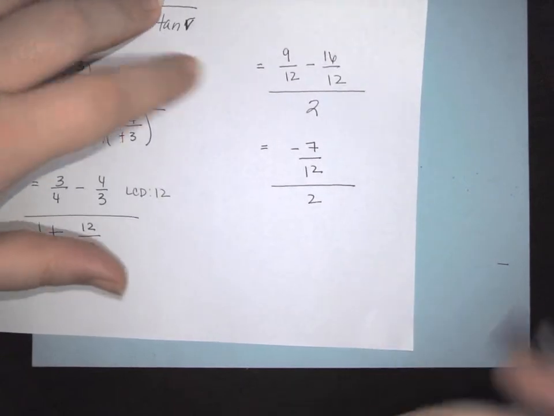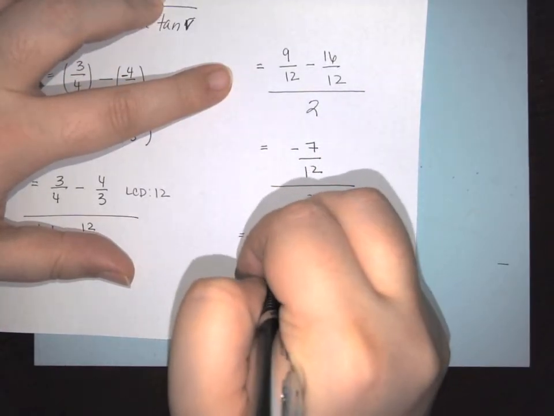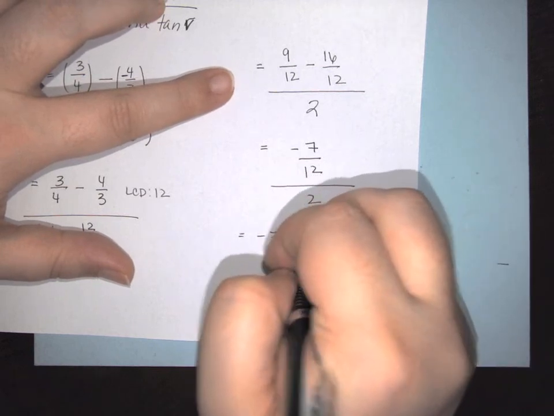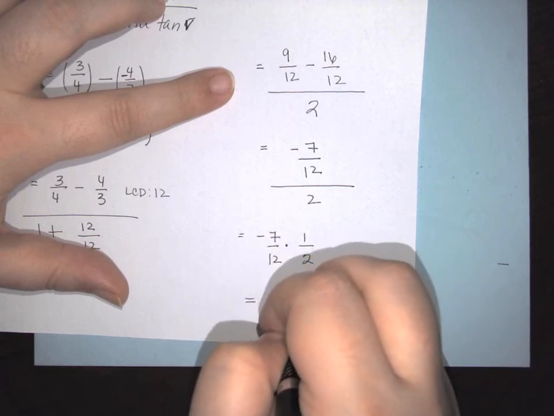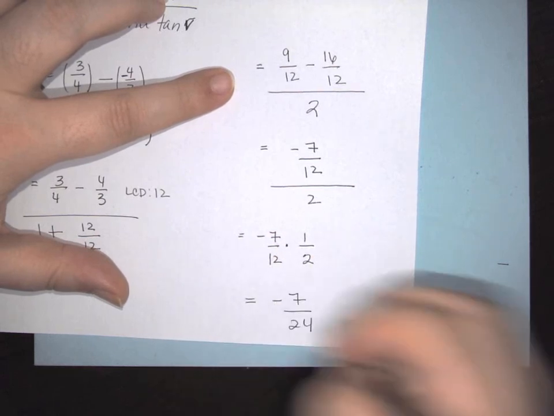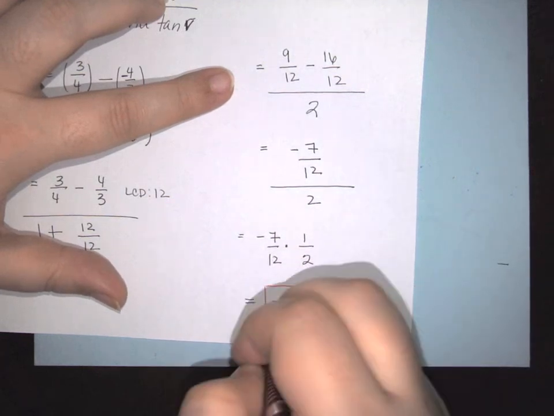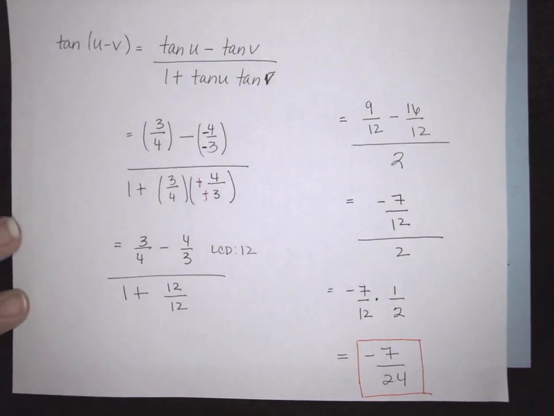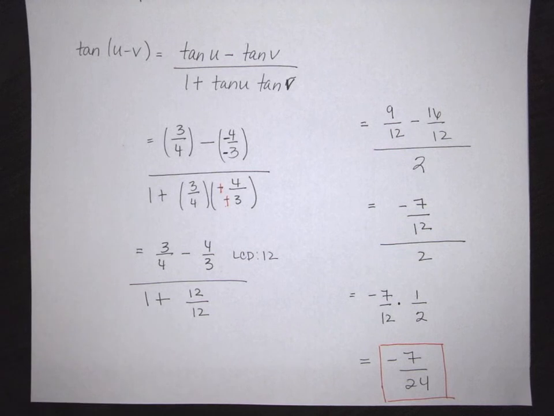Use those fraction rules, which say keep the numerator, multiply by the reciprocal of the denominator, and then multiply straight across. And this right here would be your result. So we found the tangent difference, given the information that was provided.